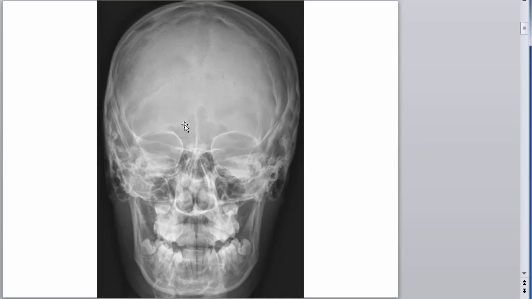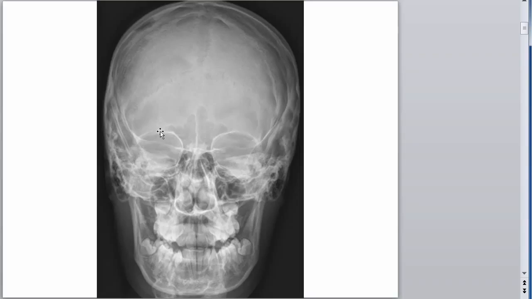Let's look at some other things here. You can see these little cloudy looking lucencies. When I say lucency, what does that mean? Darkness, as opposed to opacity. Opaque is more radiopaque. This is more radiolucent. Lucency means dark. So you can see these right here. These are the frontal sinuses, right? You can see the little eye holes here, the orbits of the eye.